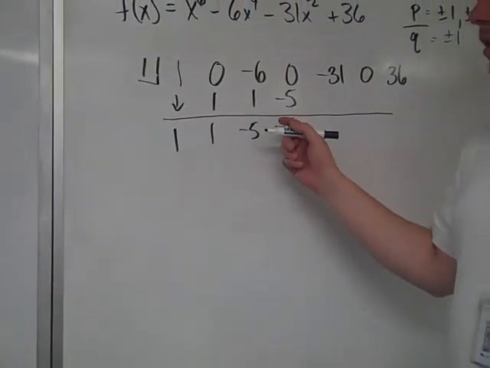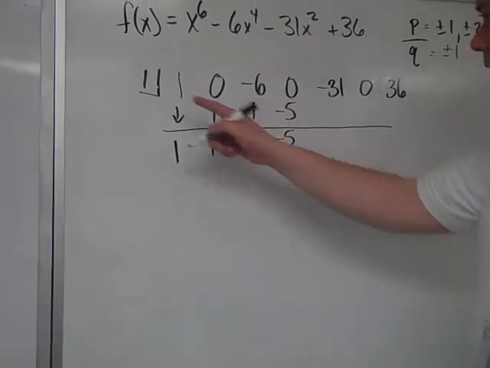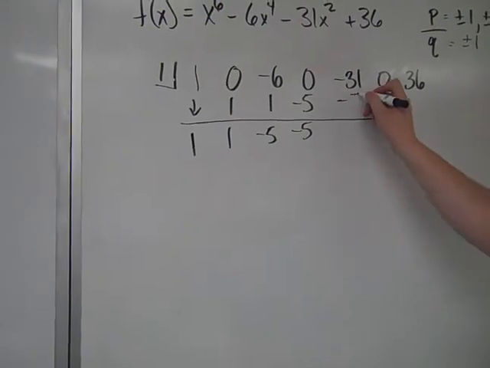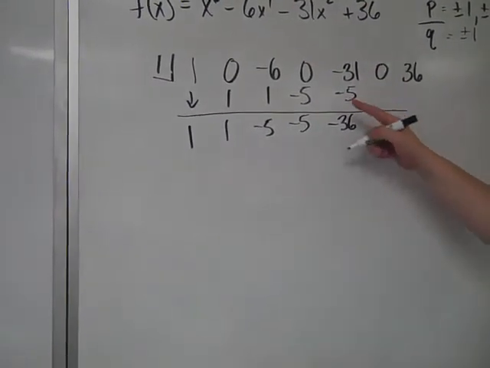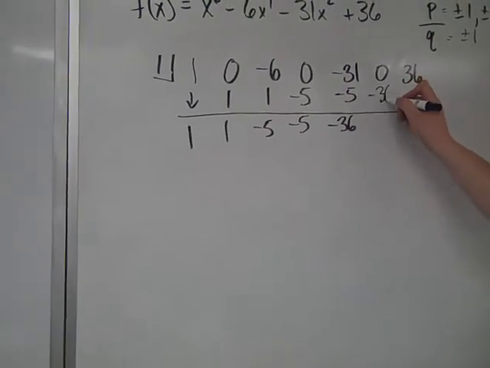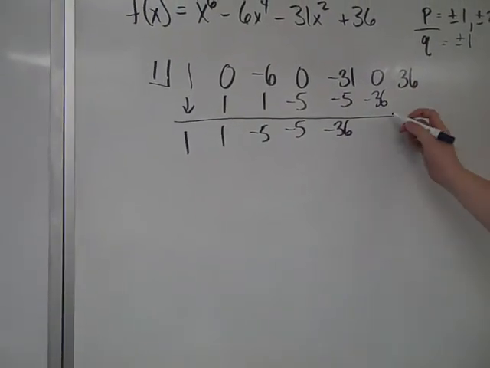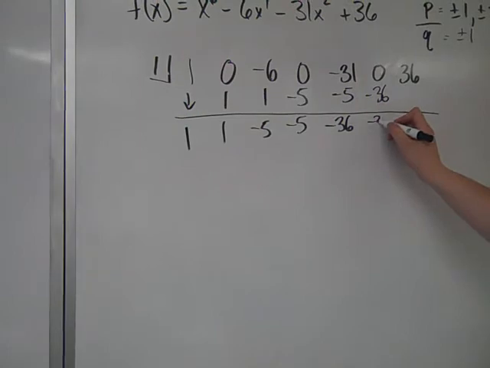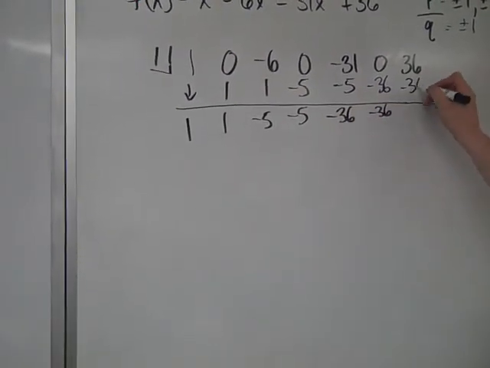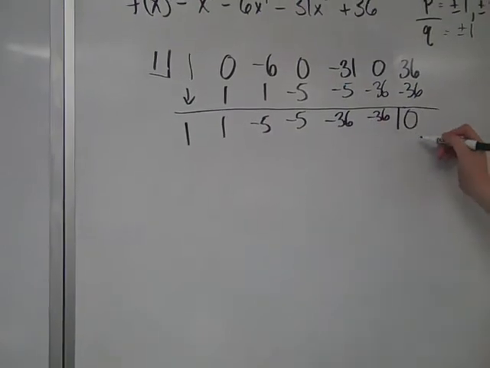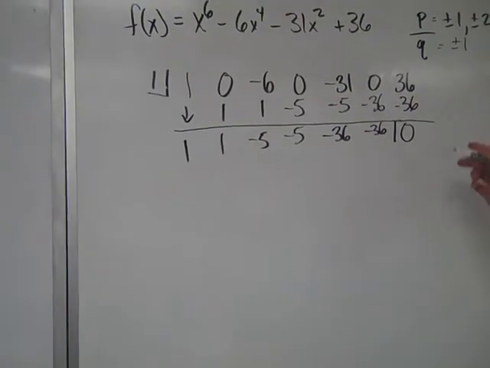The reason I like doing 1 is because it's really easy multiplication. 1 times negative 5 is negative 5. When I add these together, I get negative 36. 1 times negative 36 is negative 36, and I can already tell I'm going to like the first one. Add these together, I get negative 36. 1 times negative 36 is negative 36, and when I add those, I get 0. So 1 definitely worked that time.